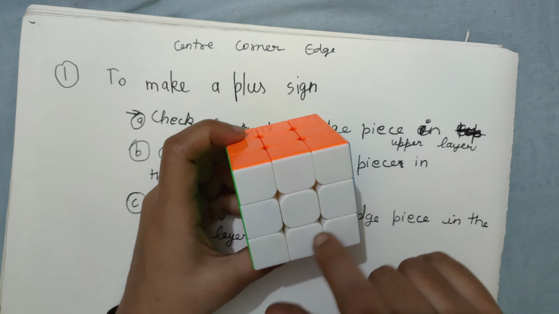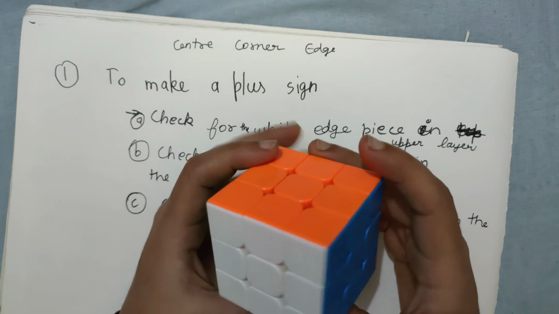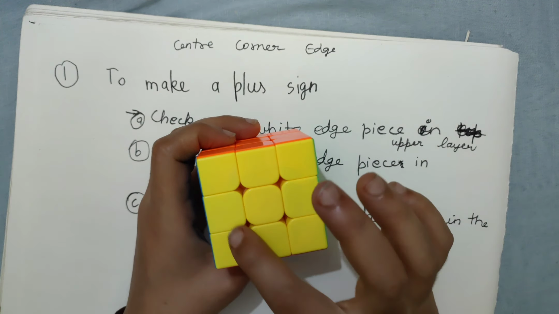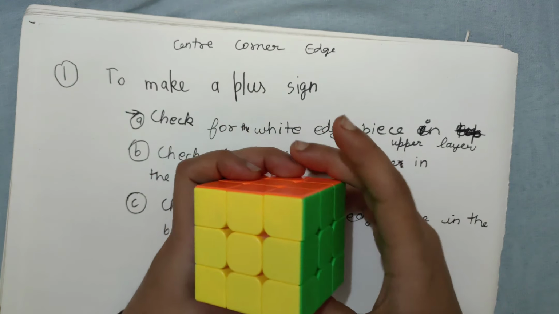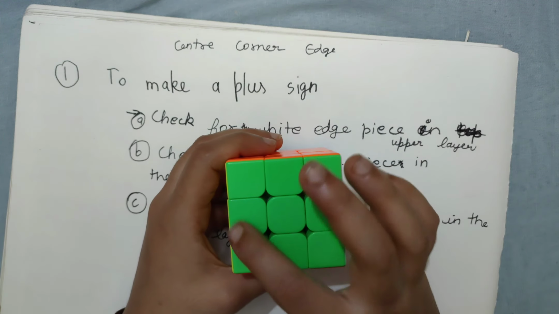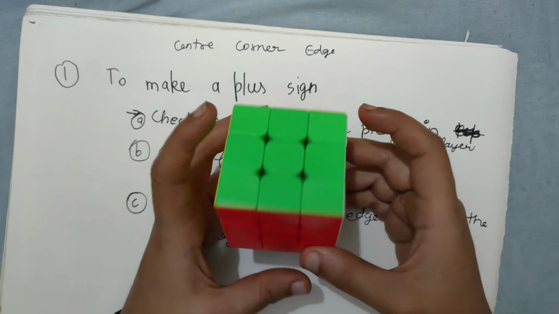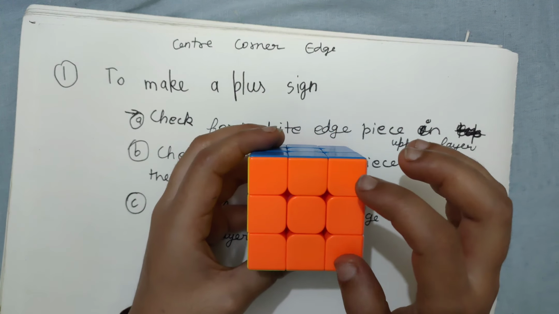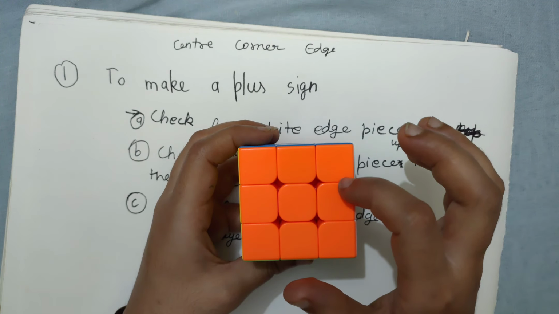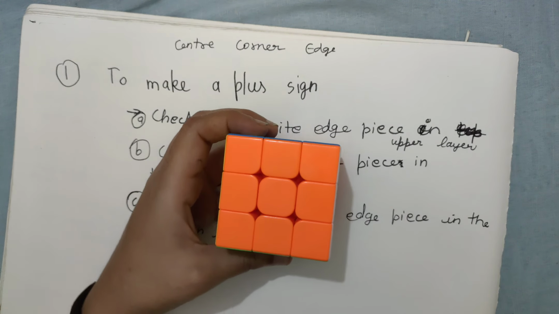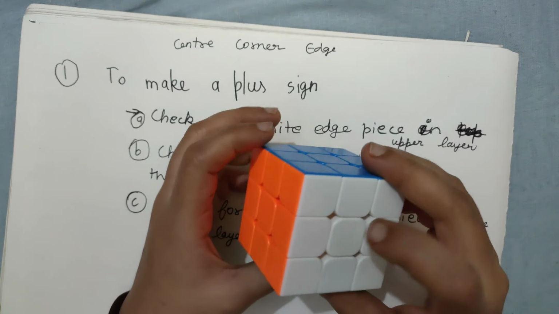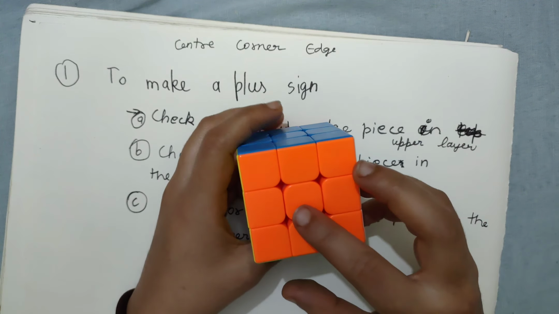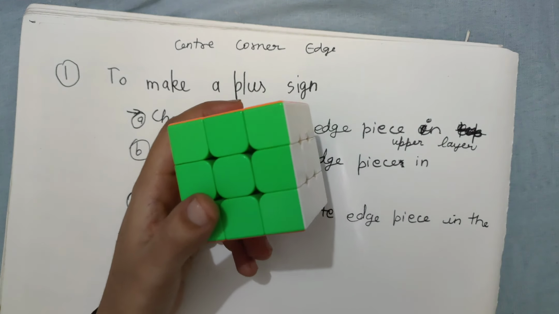On the white face, this is the center. On the blue face, this is the blue center. On the yellow face, this is the yellow center. On the green face, this is the green center. On the red face, this is the red center. And on the orange face, this is the orange center. So these are the center pieces which are exactly in the middle of the faces. We call them center pieces.